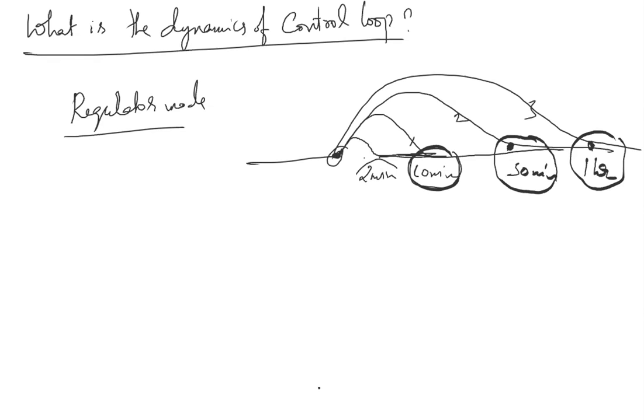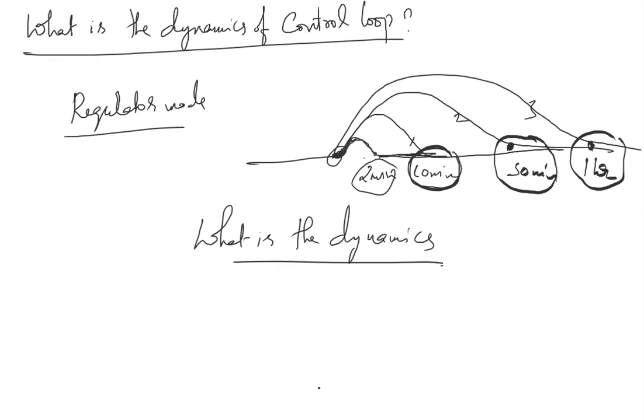Within 2 minutes, there is a disturbance, but the controller has acted properly so that it has brought the system back to steady state in 2 minutes. But what is the dynamics? So what is the dynamics?